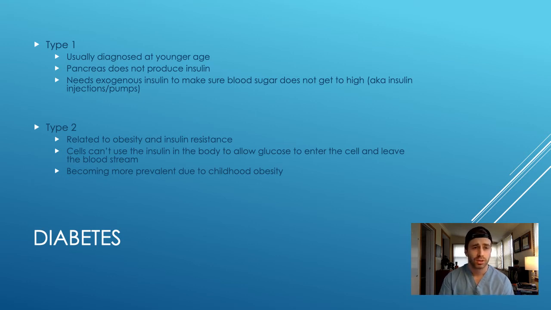So type 2 is a little different. It's related to obesity and insulin resistance, but it also has a genetic component as well. The cells can't use insulin in the body, and they become resistant to it. And this allows the glucose to stay in the bloodstream and not leave the blood and go into the cells. And this is becoming more and more prominent as we see childhood obesity rates increasing.